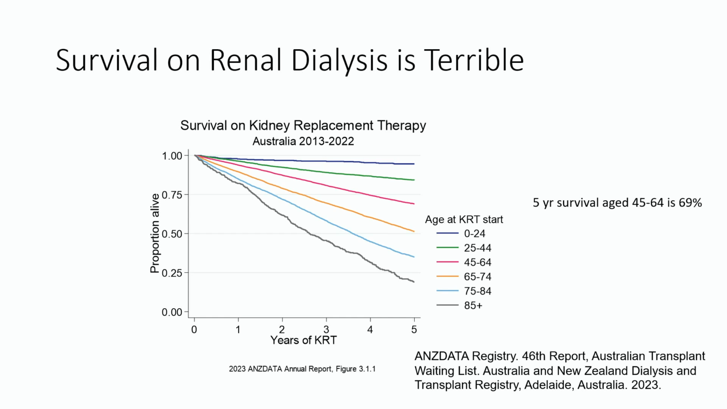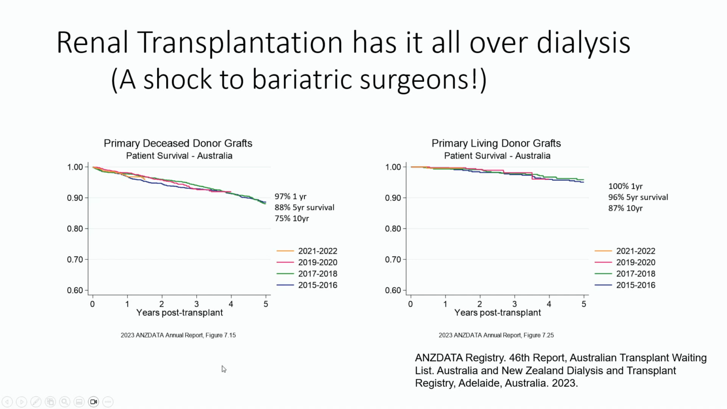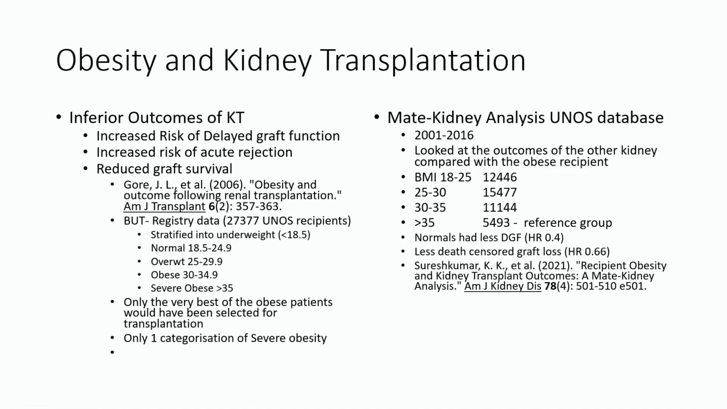Renal transplantation has a mortality at 1 year of nearly 2%, but that's a whole lot better than dialysis. If you can find a living donor, the mortality rates are even less. Sadly, these results are not quite the same in the presence of obesity. In obesity, renal transplantation has significantly poorer outcomes.